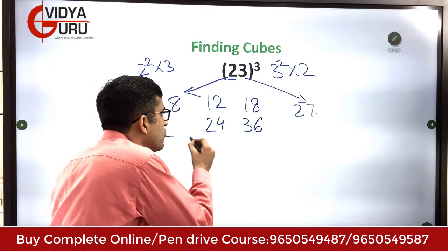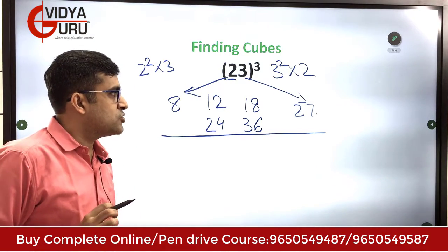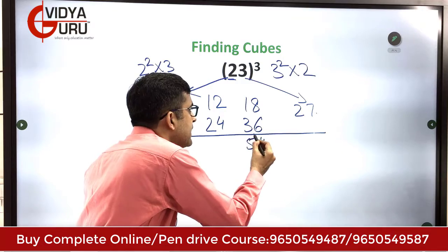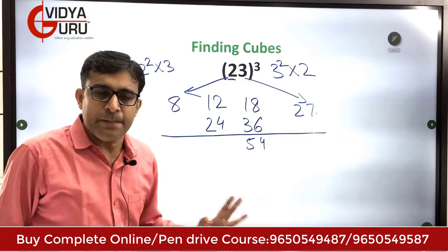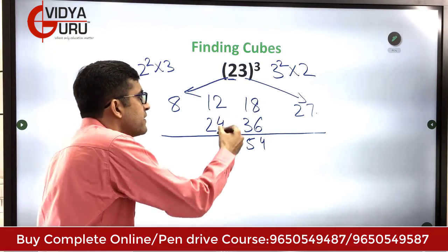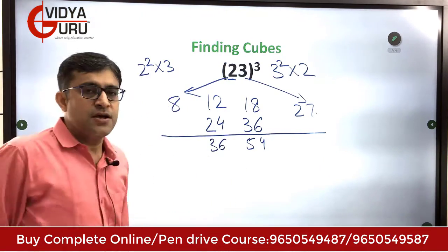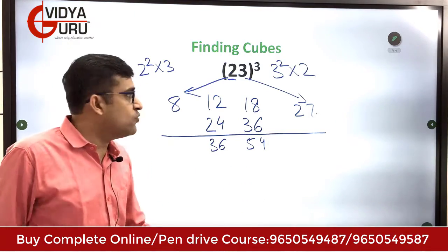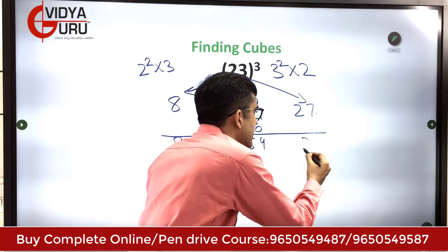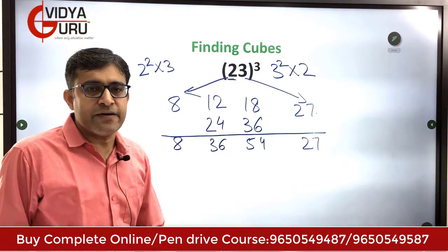Now I am going to add these middle values. 8 and 6, 14. So 18 and 36 gives me 54. 54 is one middle value. What is the other middle value? 12 and 24 will give me 36. So 36 is another middle value. What are the extreme values? The extreme values are 8 and 27.